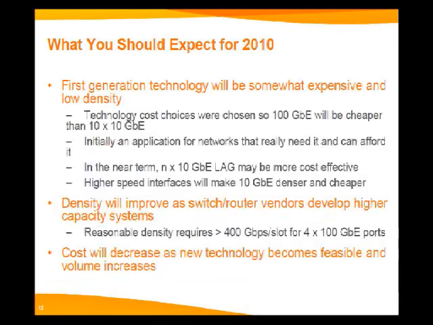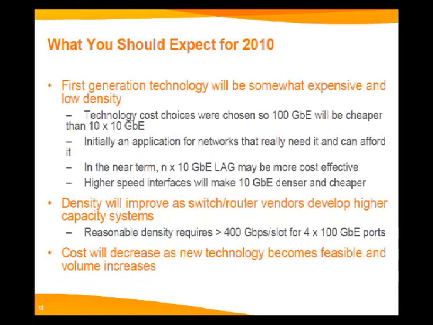And there's a lot of trade-offs. There's operational issues. Is it more cost-effective for me to run a 10 by 10 LAG or a 100 gig interface operationally? How do I manage that? Maybe people just look at hardware costs. Hopefully people look at the big picture. So in the near term, LAG may be more effective for you. But again, keep in mind, and I made this point a lot in my early presentations, the higher speed interfaces are going to make 10 gig denser and cheaper.